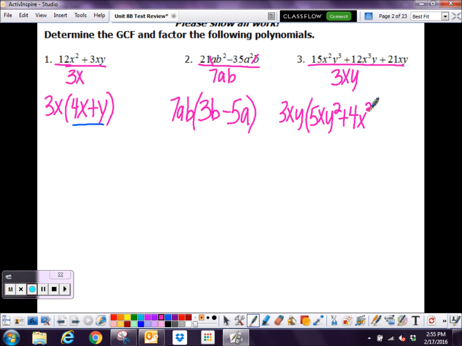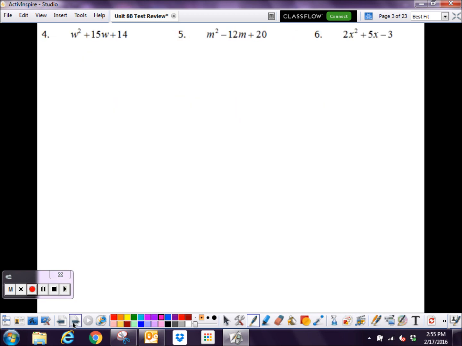I took that y out, so that cancels out. Plus 21 divided by 3 is 7. And I took the x out and I took the y out. Okay, notice I have multiple variables here. All these are asking for is you to take the GCF and factor what's left. So write what's left.